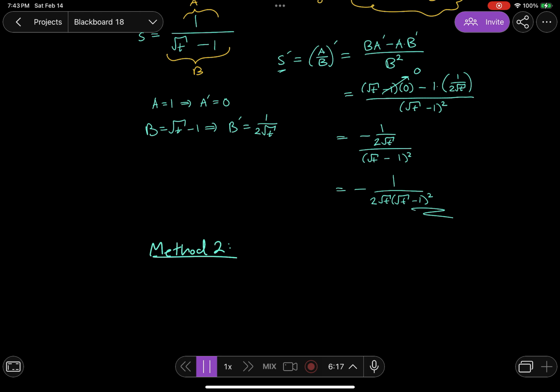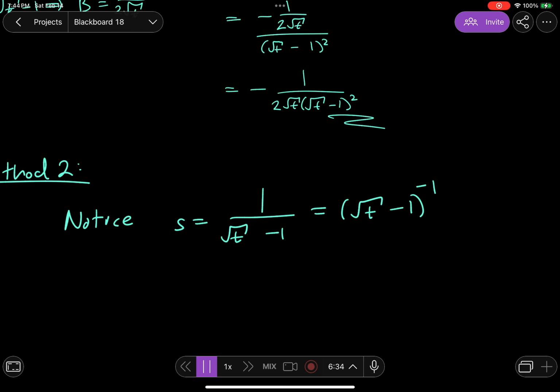What I'm going to do is force chain rule into this. Notice that s is the same thing as 1 over root t minus 1, but that's the same thing as root t minus 1 to the negative 1 power. Remember your exponent rules. And then all of a sudden, to take the derivative, all I have to do is follow the chain rule. So I see an outside function here.